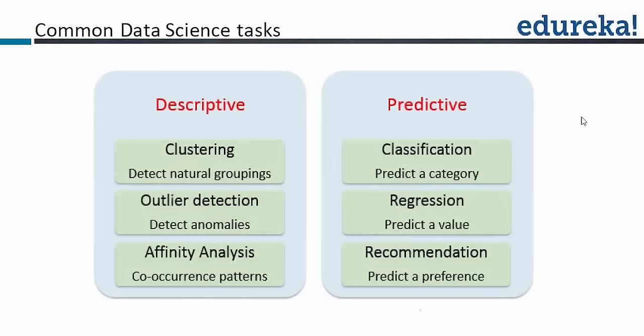Now look at this: descriptive and predictive, right? Clustering. So you all must have heard about it. Clustering is nothing but grouping or classifying the data. Data classification is nothing but clustering. Outlier detection.